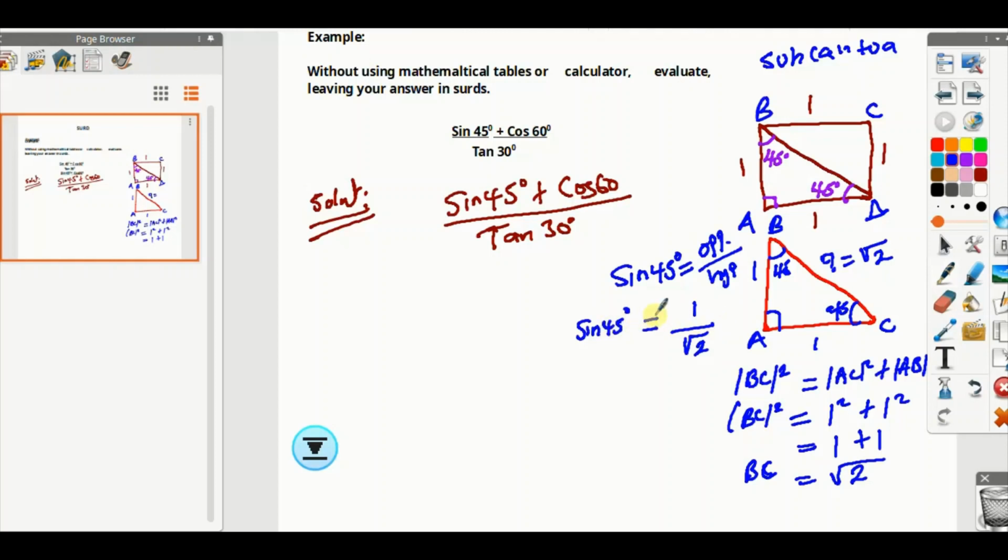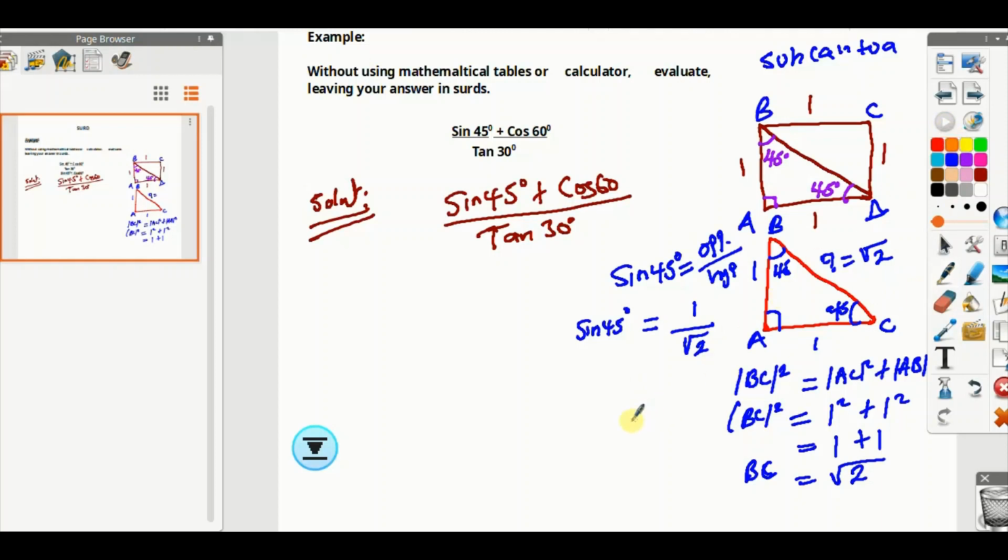So now we are looking for cos 60 degree and tan 30 degree. If you look at this triangle, you see that there's nowhere we can see 60 or 30 degree here. No. So we need to draw an equilateral triangle. In an equilateral triangle, the three sides are all equal, and all the angles will be 60 degree.